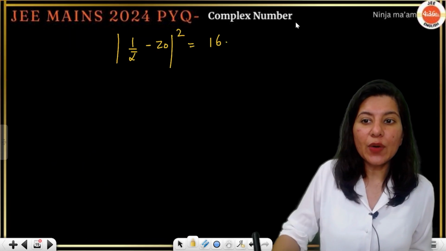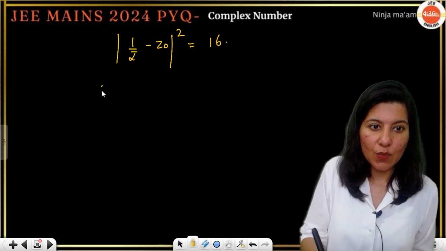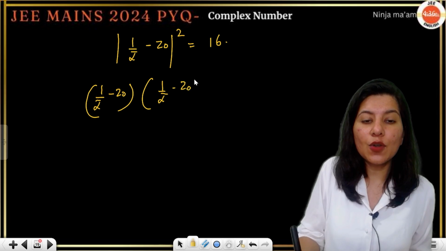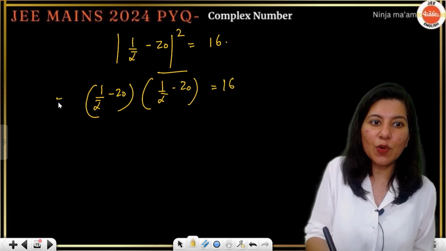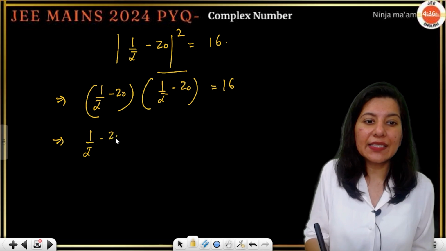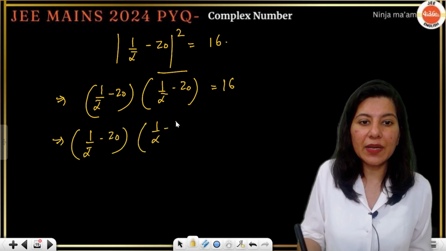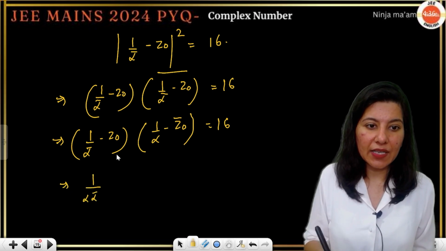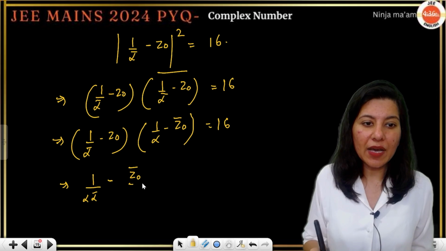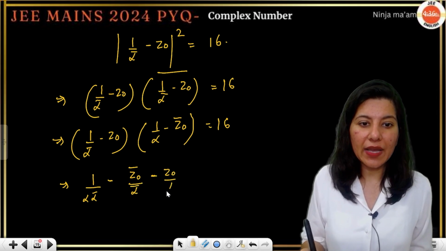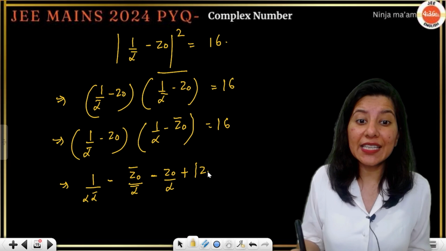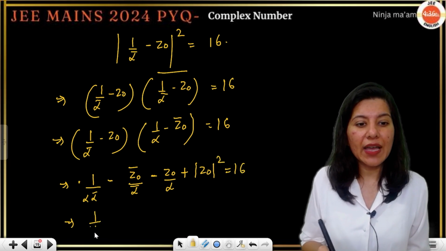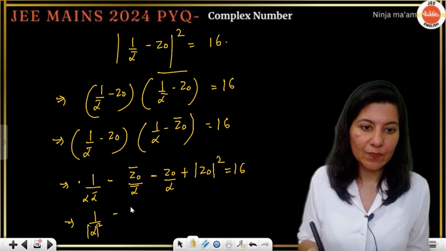Correct? So now this is going to become again 1 by alpha bar minus z naught, 1 by alpha bar minus z naught whole bar equals to 16. Again that property. 1 by alpha bar minus z naught is as it is, and this is 1 by alpha minus z naught bar equals to 16. 1 upon alpha bar minus z naught bar by alpha bar minus z naught by alpha plus z naught square equals to 16. What is this? Again alpha bar. 1 by alpha square ka mod is this.